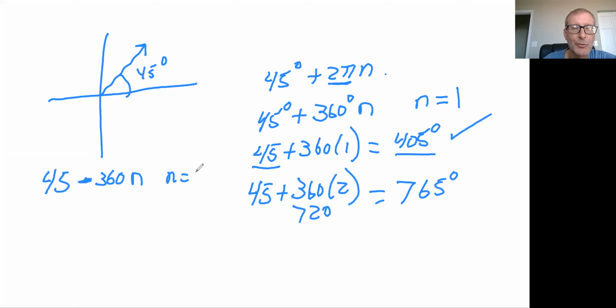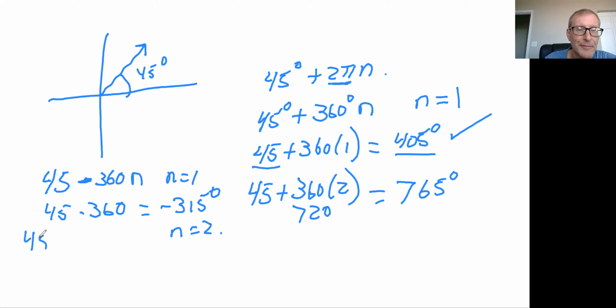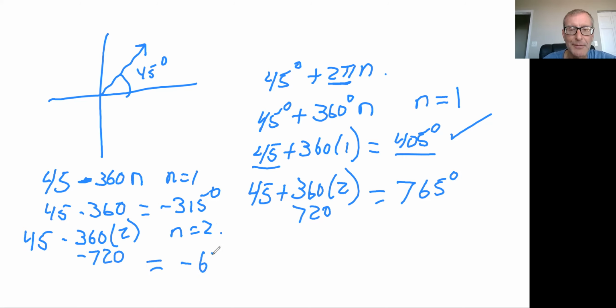So when n equals 1, you would get 45 minus 360, and so that would be minus 315 degrees. And then the second one would be n equals 2, and so that would be 45 minus 360 times 2. When you multiply that together, again, you get minus 720. And then when you add those two together, you would get minus 675 degrees.